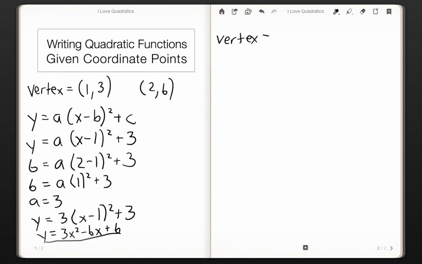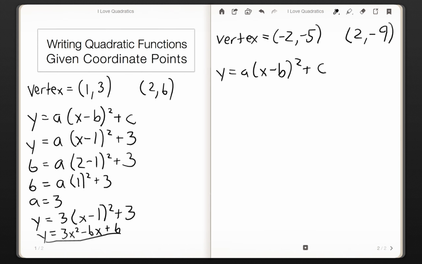All right, let's just do one more like that. Vertex of -2, -5, and passing through the point 2, -9. So we just write out the equation of the vertex form. And now we're going to substitute in y is -9, x is 2. Be careful not to confuse: x and y are this other point that we're given, and b and c is the vertex.